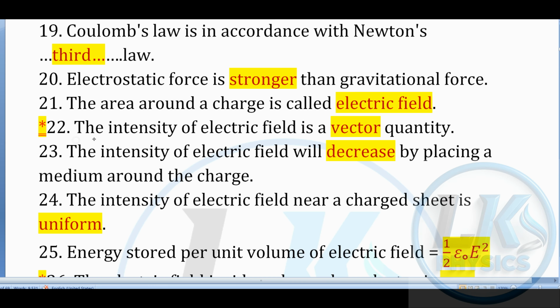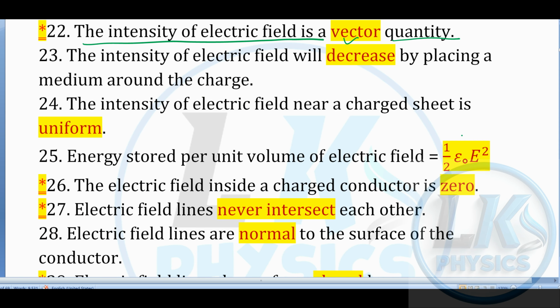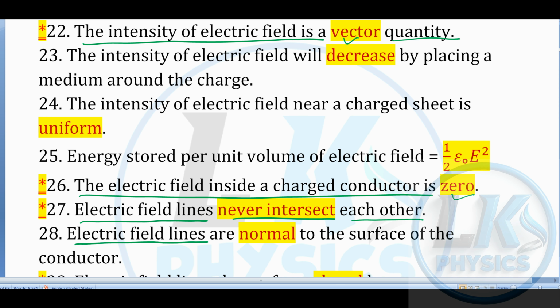Next one is, the intensity of electric field is a vector quantity. Now the question, the electric field inside a charged conductor is always 0. Electric field lines never intersect each other. The electric field lines are normal or perpendicular to the surface of conductor.